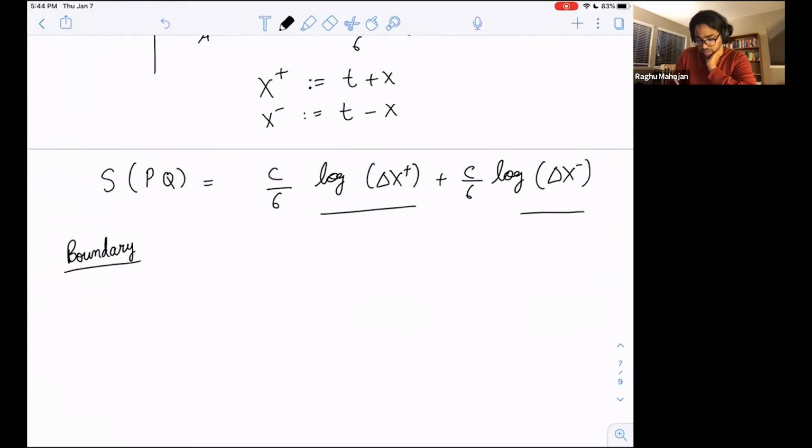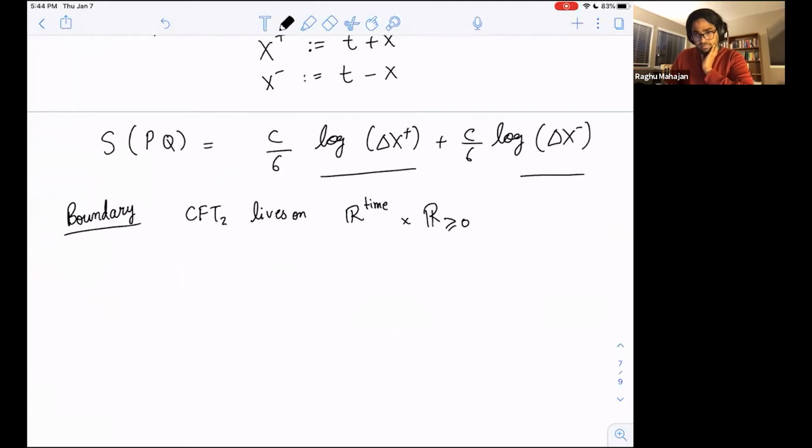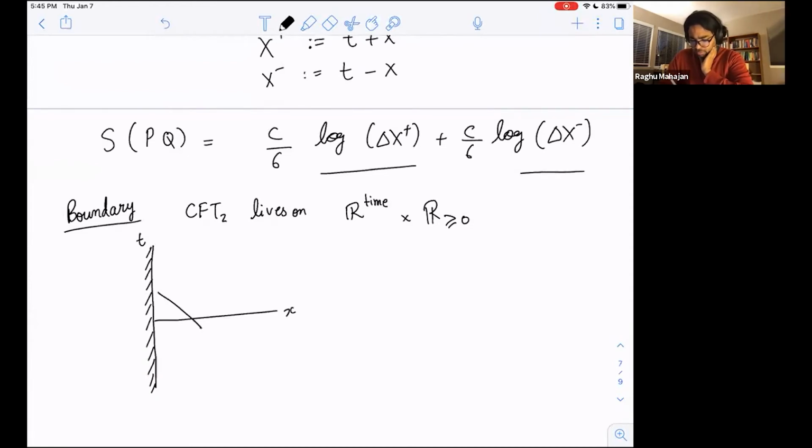So that means that the CFT2 now lives on R time. Time is still R, but the space is R bigger than or equal to 0. It has a boundary. It's just a positive real axis. And okay, so here is our time, and here is space. There is a hard wall here. And usually we have to supply some boundary conditions.